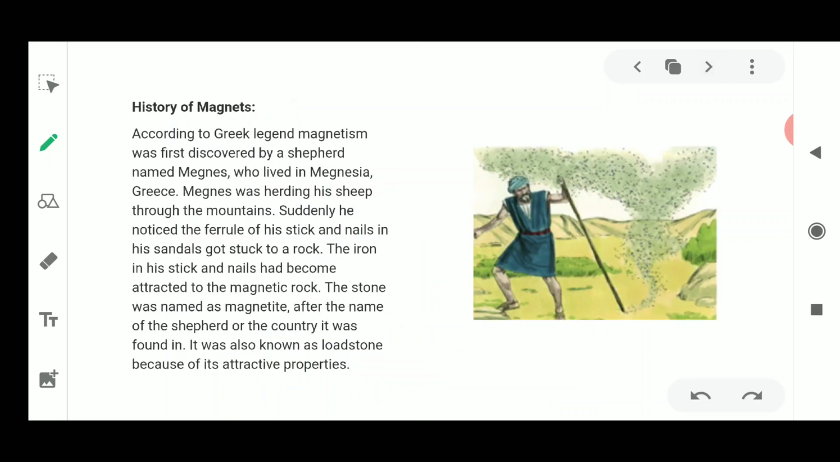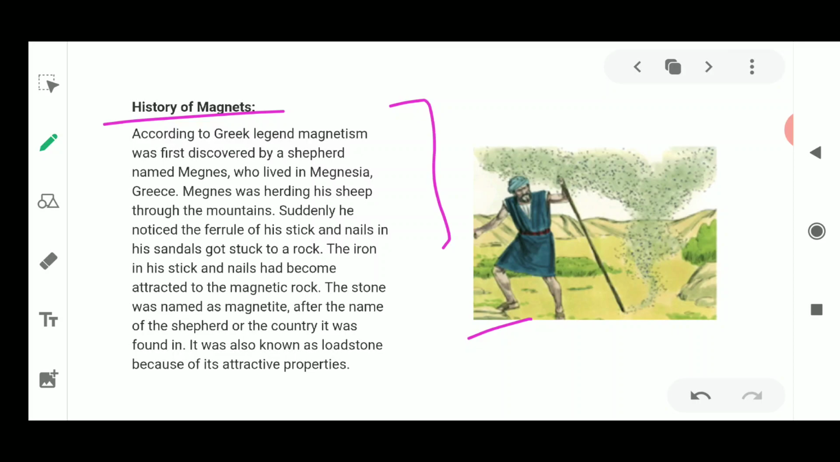Starting this chapter with the history of magnets. The history of magnets tells us where this word magnet arrived from, why this word has been used, who the person was, and from where the concept of magnetism is involved. So let's study this. I have put this picture here, and I have pasted the story about magnetism or magnets. Let's find out where this word magnet arrived from.